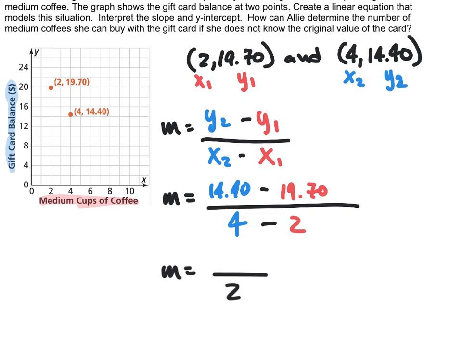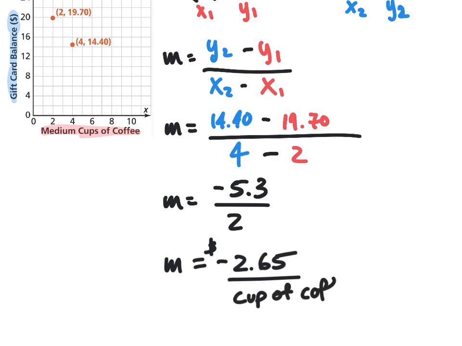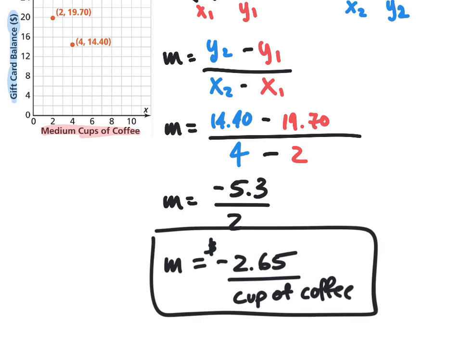If we subtract 19.70 from 14.40, this gives us negative 5.3. If I take negative 5.3 and divide that by 2, we get the decimal negative 2.65. Now, think about what this is. This is the cost per cup of coffee, and that's what the slope represents.